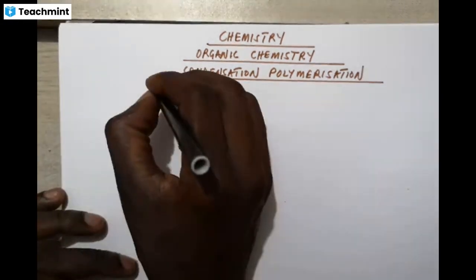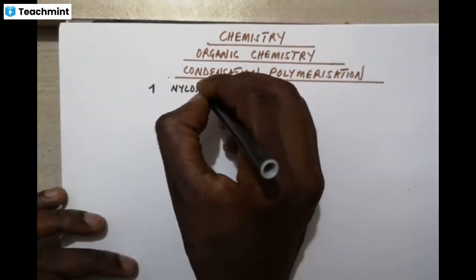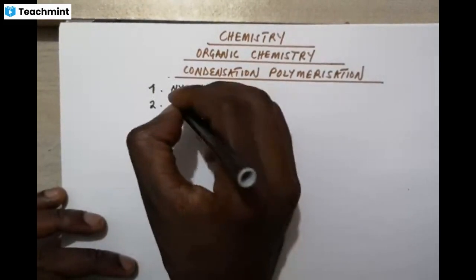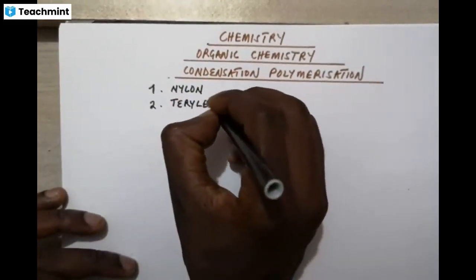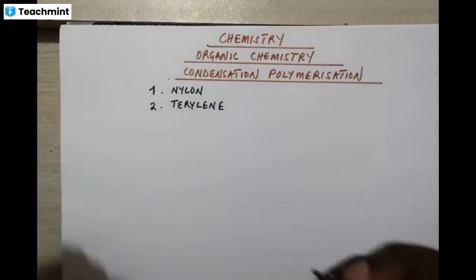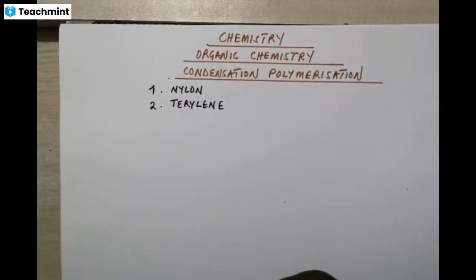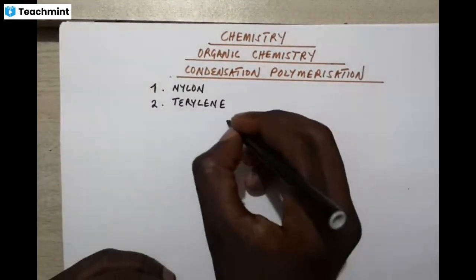The first one will be nylon. And then the second one will be terylene. These are the ones that we are going to be looking at. We want to understand how they are formed and how water is eliminated during the formation. So we'll start with formation of nylon.